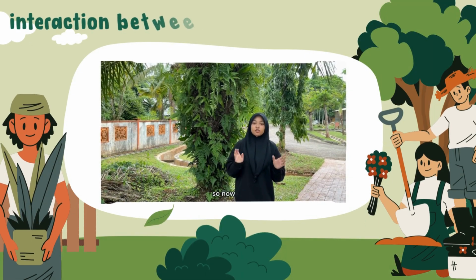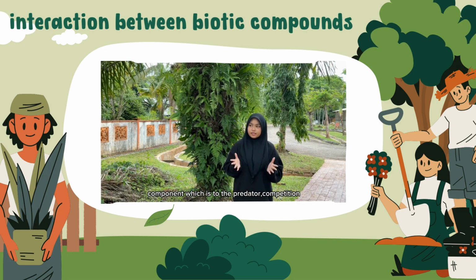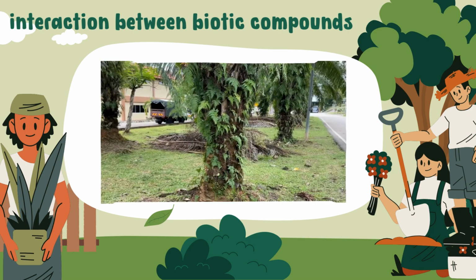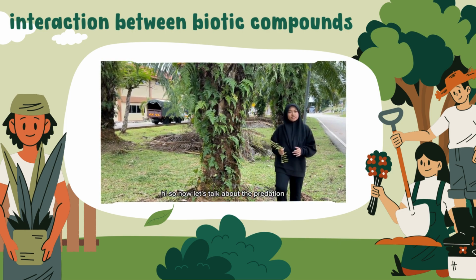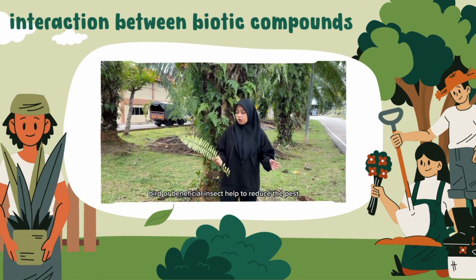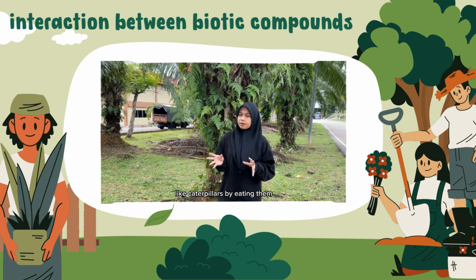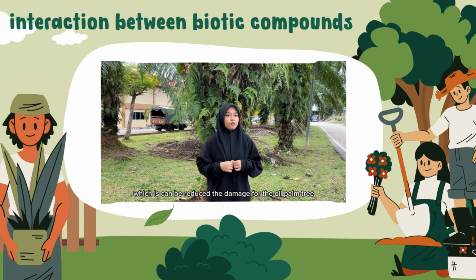So hi guys, now let's talk about the interaction of the oil palm tree components, which are predation, competition, herbivory, and also parasitism. So now let's talk about predation, shall we? Birds or beneficial insects help to reduce pests like caterpillars by eating them, which can reduce the damage to the oil palm tree.